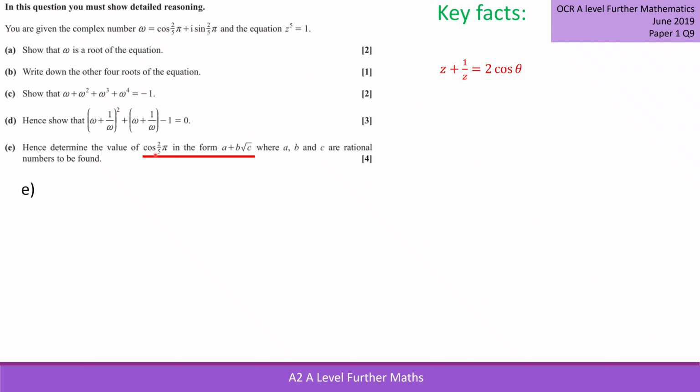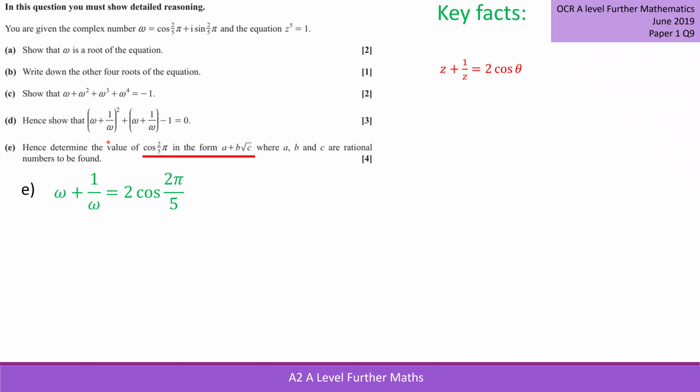So to start with, we're going to be looking at this fact here, z plus 1 over z is equal to 2 cos theta. We are using that fact now that we had earlier, and we're going to be substituting that into this expression here. So we've got z plus 1 over z is equal to 2 cos theta. So we're going to say that omega plus 1 over omega is equal to 2 cos of 2 pi by 5, because omega is equal to cos of 2 pi by 5 plus i sine of 2 pi by 5. So I can use this formula over here to work this part out.